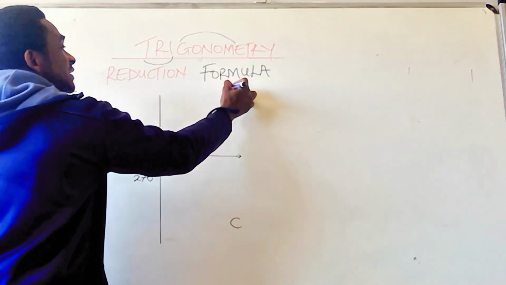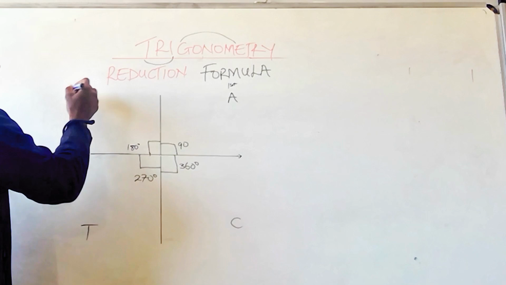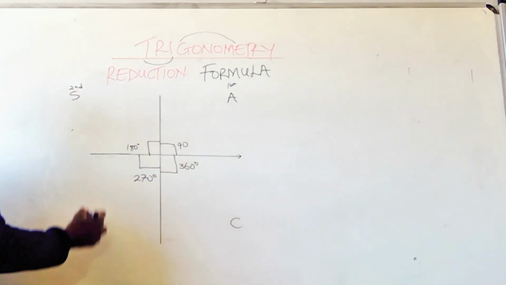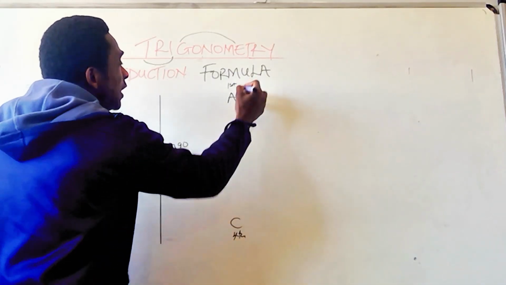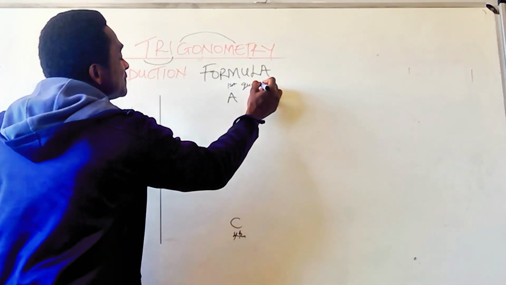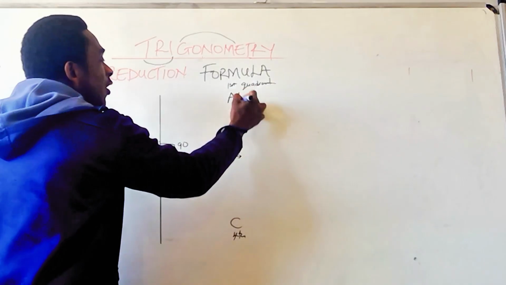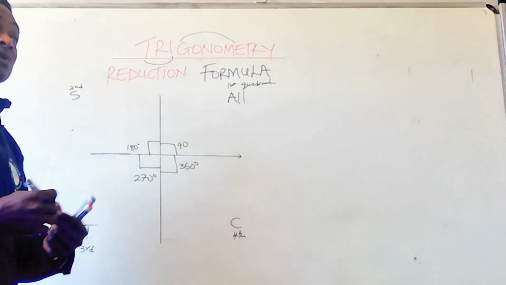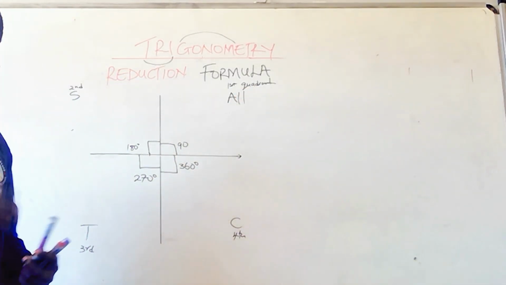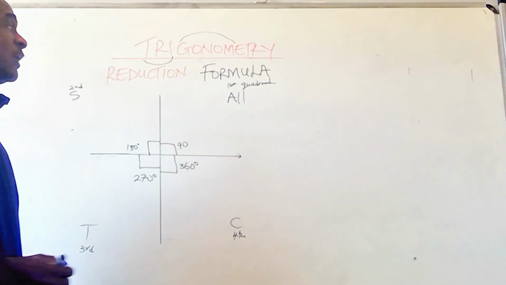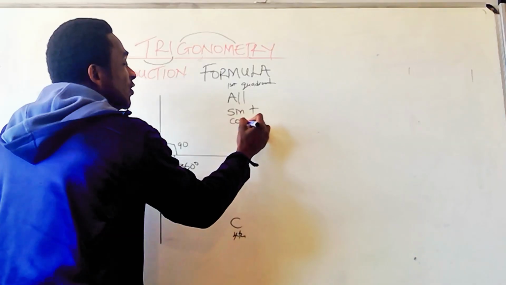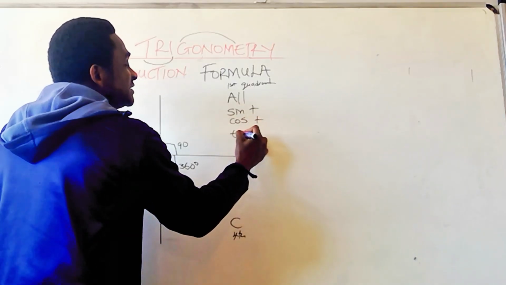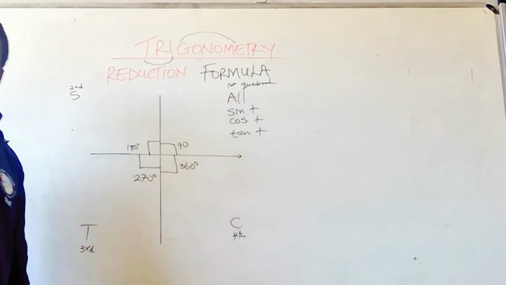So in the first quadrant we have A, in the second quadrant we have S, third quadrant T, and then fourth quadrant we have C. What do they actually mean? The A here means all. It means in the first quadrant, all the 3 trigonometric identities will have a positive value. That means sine will have positive, cos will have positive, and then tan will have positive.